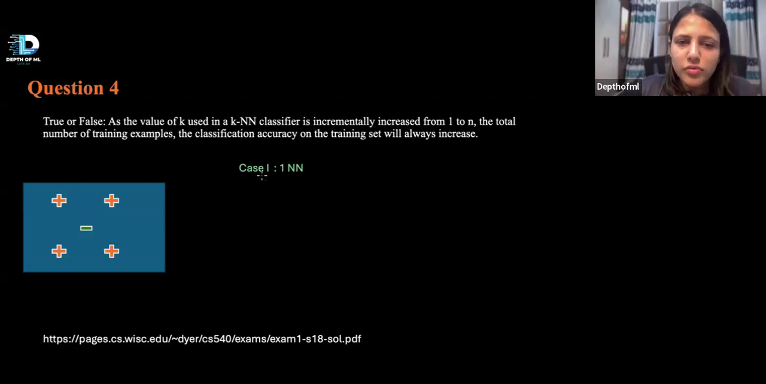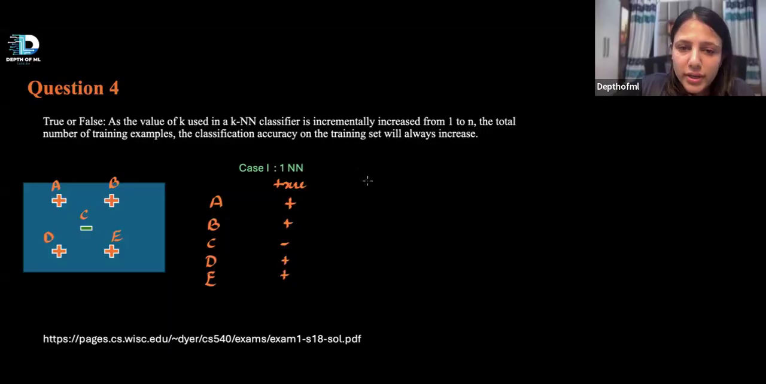So let's take the case of 1NN. If I take 1NN, what will be the accuracy? Let me call these data points A, B, C, D, E. If I take one nearest neighbor and I'm calculating the accuracy on the training set only, it means I want to calculate the accuracy for A, B, C, D and E. What is the true label of these? This is positive, this is positive, this is negative, this is positive, and this is positive, right?